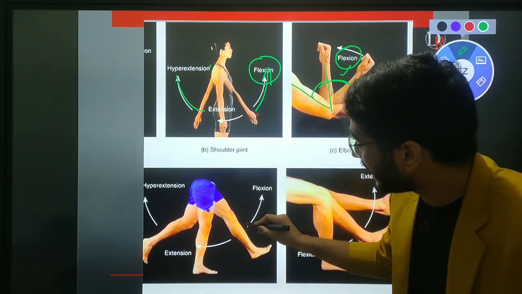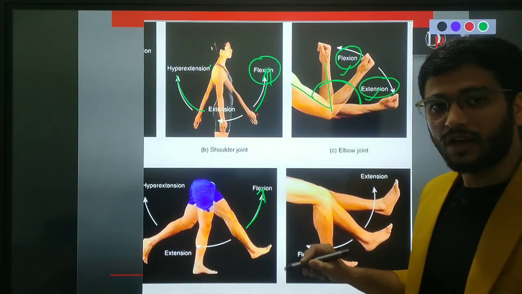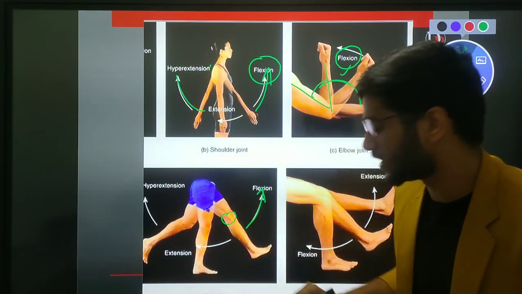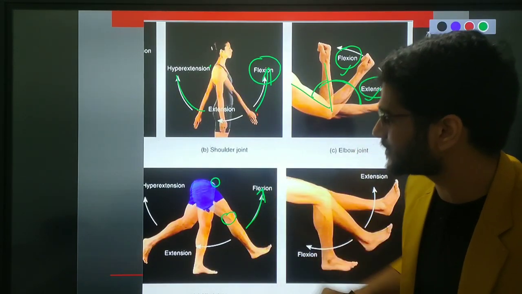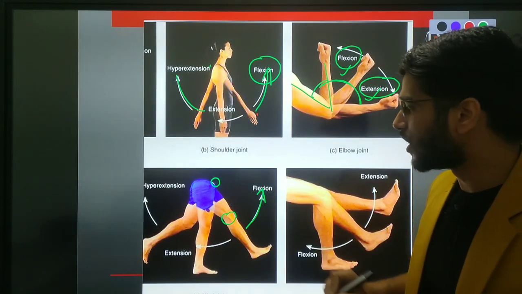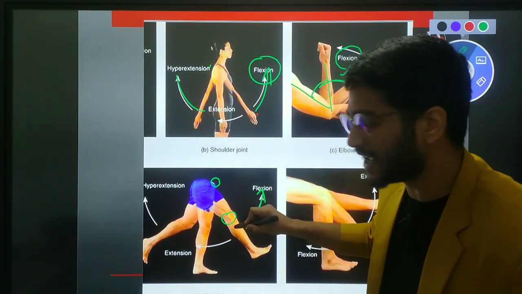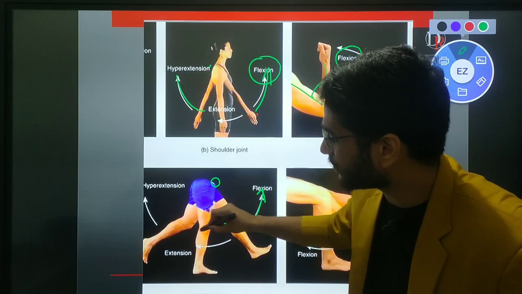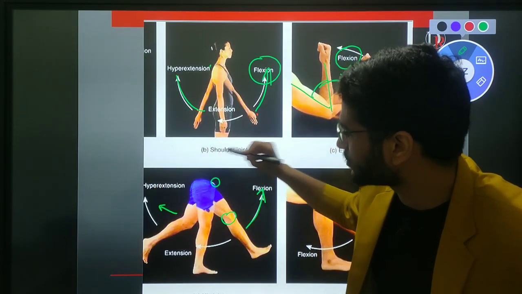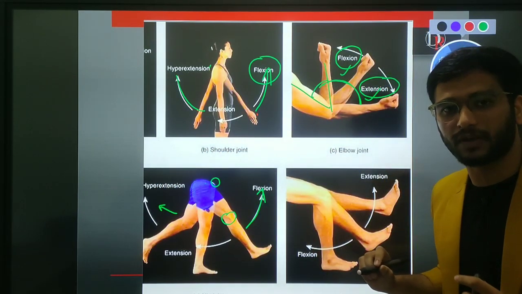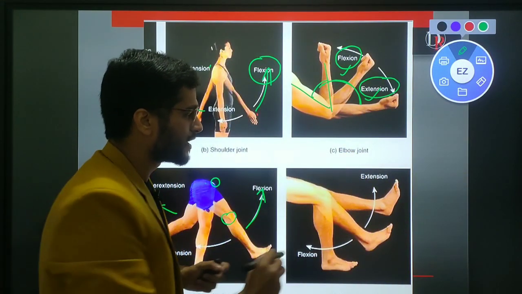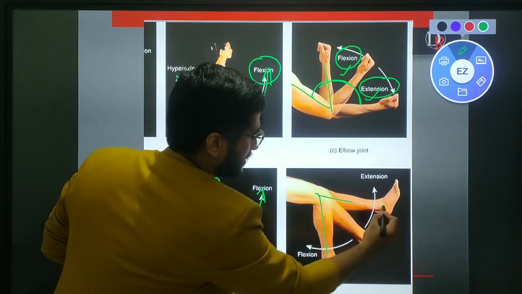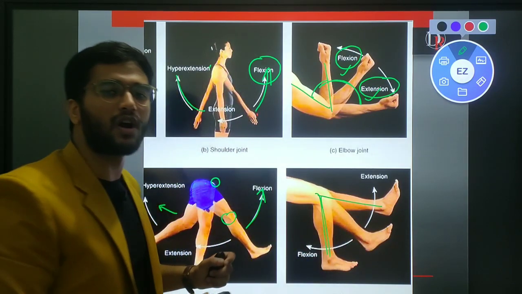When we take the lower limb forward without bending the knee, that kind of movement is known as the flexion of the hip. And without bending the knee, if we take the thigh backward, that movement is known as the extension of the hip joint. This is the extension, and this one is the flexion of the knee joint.